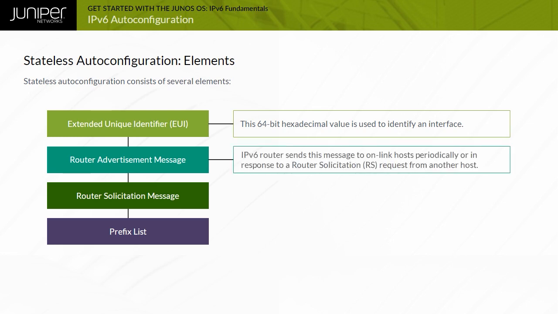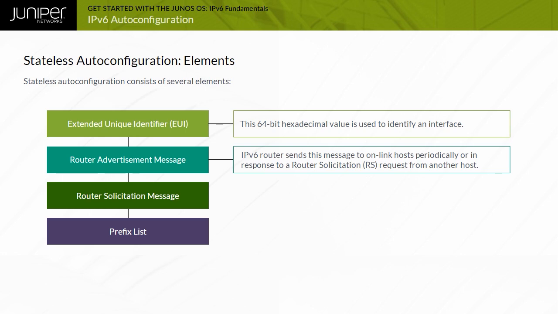Router advertisement message. An IPv6 router sends this message to on-link hosts periodically, or in response to a router solicitation, or RS, request from another host. Information in a router advertisement, or RA, message can include IPv6 prefixes from the router, maximum transmission unit, or MTU, messages, specific routes to the router, whether to perform IPv6 autoconfiguration, and a time period for how long an address should remain valid.